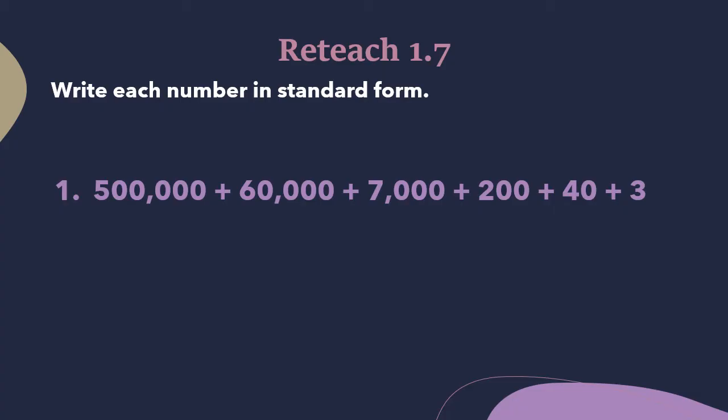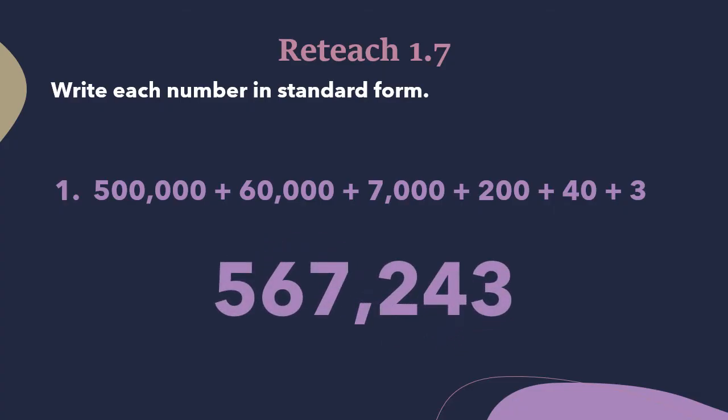All right, so now that you've had a chance to try to take the stretched out expanded form of 500,000 plus 60,000 plus 7,000 plus 200 plus 40 plus 3, whew, that's a mouthful, let's see if you got the standard form correct. So this number in standard form would be 567,243.